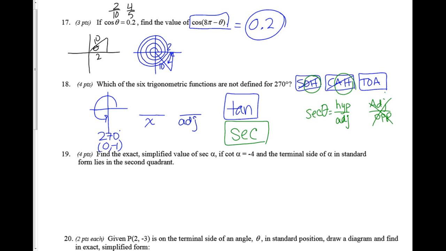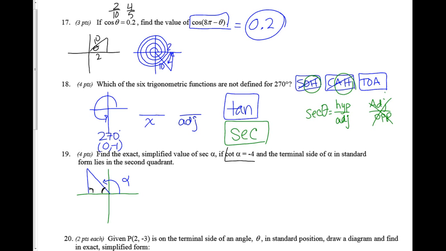Number 19, find the exact simplified value of the secant of alpha if the cotangent of alpha is negative 4 and the terminal side of alpha in standard position lies in the second quadrant. So let's start out by drawing a picture right here. Alpha is in standard position and my terminal side of alpha lies in the second quadrant. So alpha would be something like this. Again, I'm not going to worry about putting alpha in the triangle. I'm going to worry about this little reference triangle over here. That's what I'm thinking of.